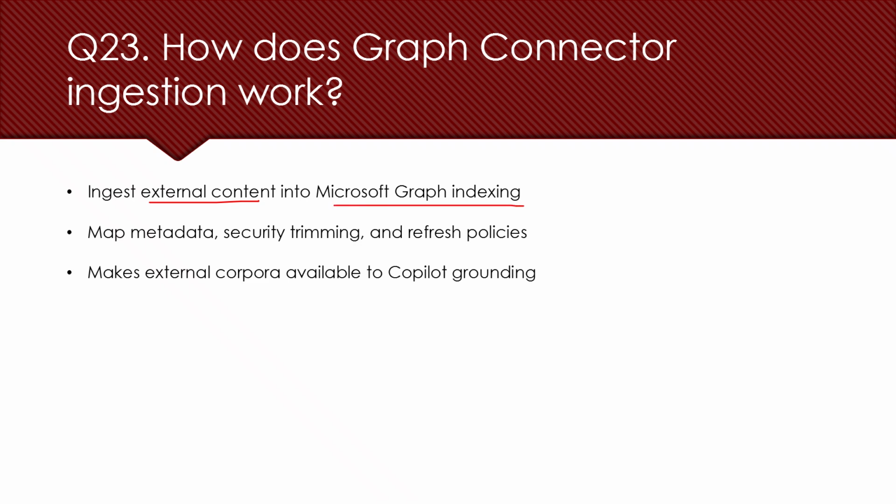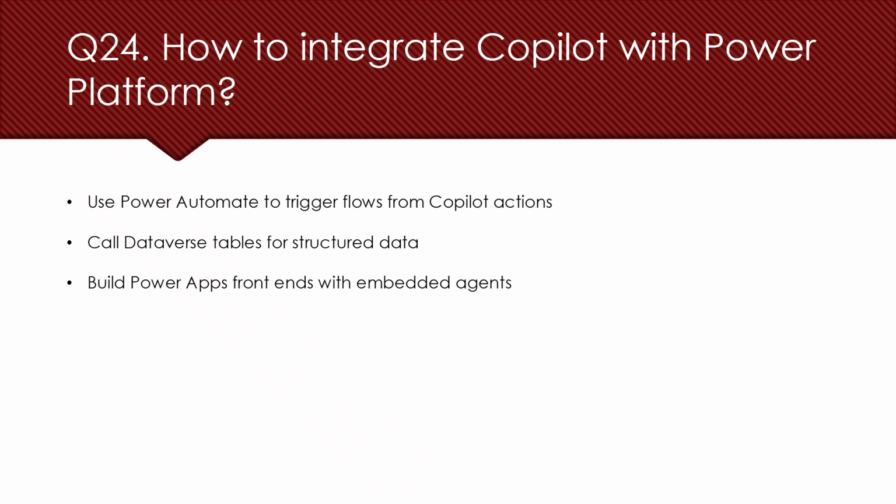Like Microsoft Graph indexing is also going to be added into it, right? And it will also map the metadata. Security trimming and refresh policies are also going to be applied, and it will make the external content available to Copilot grounding. External data is also going to be available once the graph connector ingests the data.